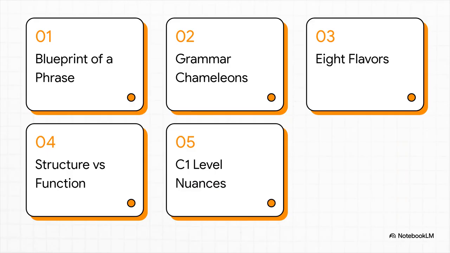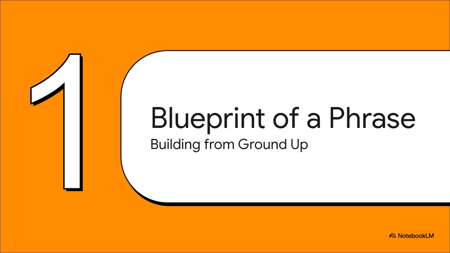Okay, let's dive right into our five-part agenda for today. We're starting with the blueprint of a phrase. Then we'll look at grammar chameleons and explore the 8 flavors of prepositional phrases. After that, we'll tackle structure versus function. And finally, we'll wrap up with mastering C1 level nuances. Kicking things off with Section 1, the blueprint of a phrase, building from the ground up.